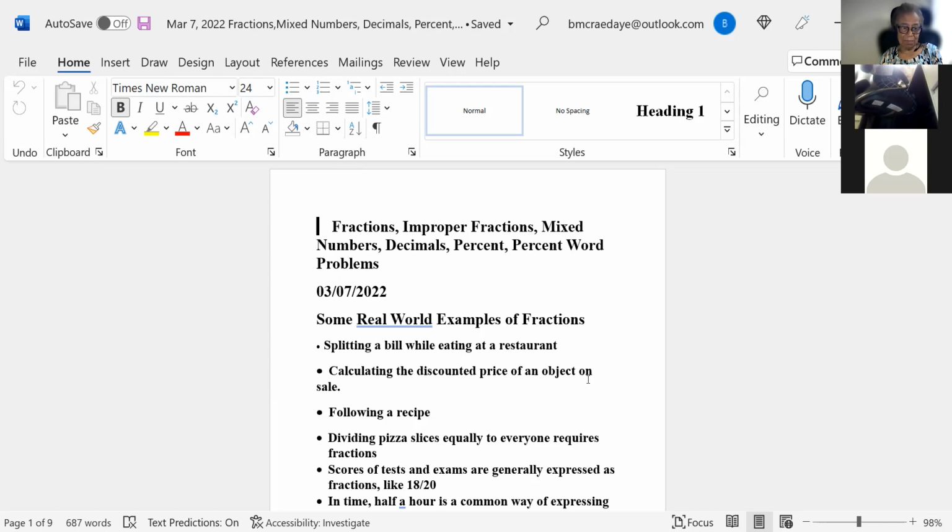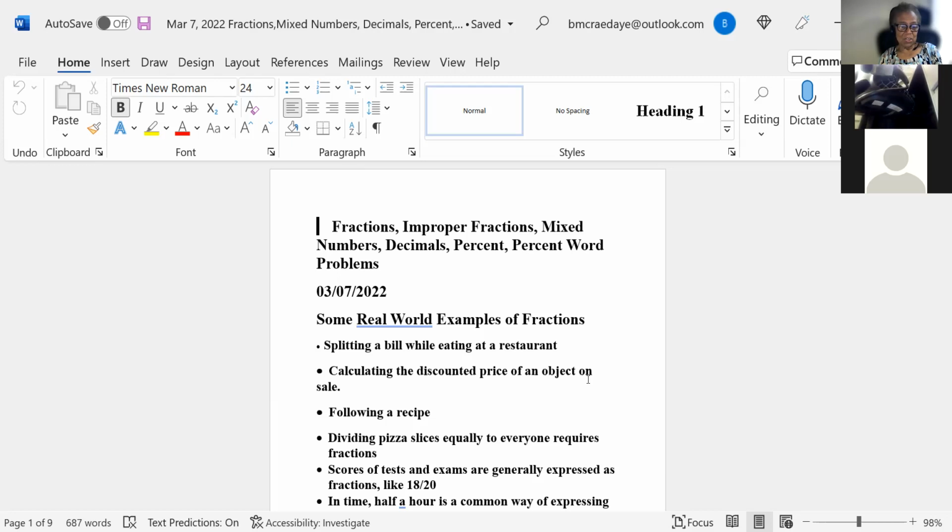You're absolutely right. Now, what about pizza slices? How do you use fractions for dividing pizza slices so everyone gets an equal share? Okay, pizza. It depends on how many slices the pizza has. If it's 8 slices and 8 people, everybody gets a slice. That means you have to divide the pizza into 8 pieces, right? Everybody gets 1/8 of the pizza.